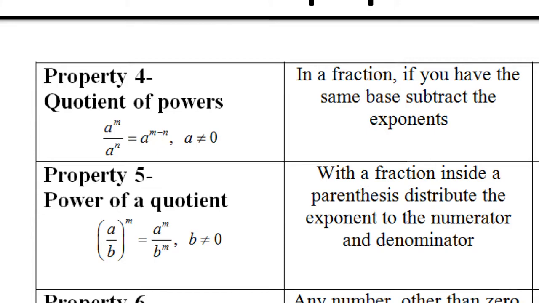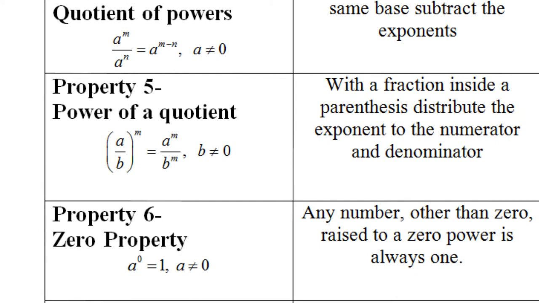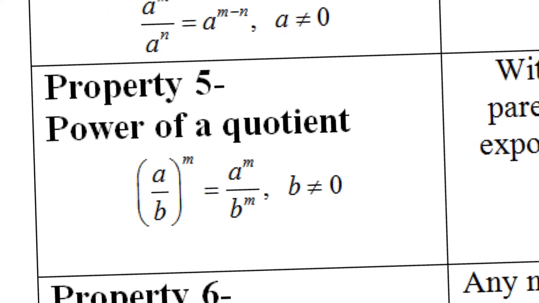Property number 5 is called the power of a quotient, and this is where you guys have a fraction inside of parentheses with an exponent outside. Now here, with the fraction inside of parentheses, distribute the exponent, the one outside of the parentheses, to the numerator and denominator exponents. So what this means is you guys will look at the exponents of each base inside of the parentheses. Let me just zoom in here so you can actually look at this a little bit better.